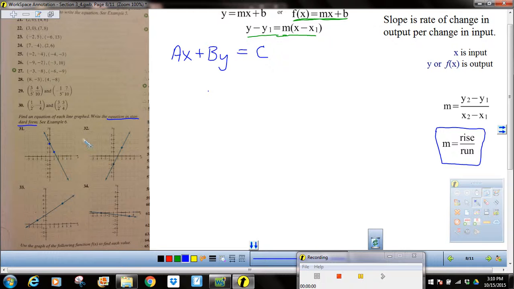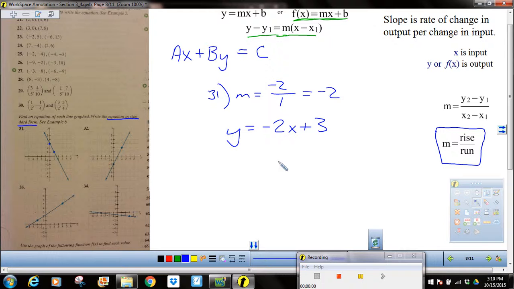Let me go to number, well, okay, I'll do 31. Down 2 over 1. So the rise was -2, and the run was 1. So the slope is -2. When I go to write the equation, y equals mx plus b. The y-intercept is 3. So that's the equation.